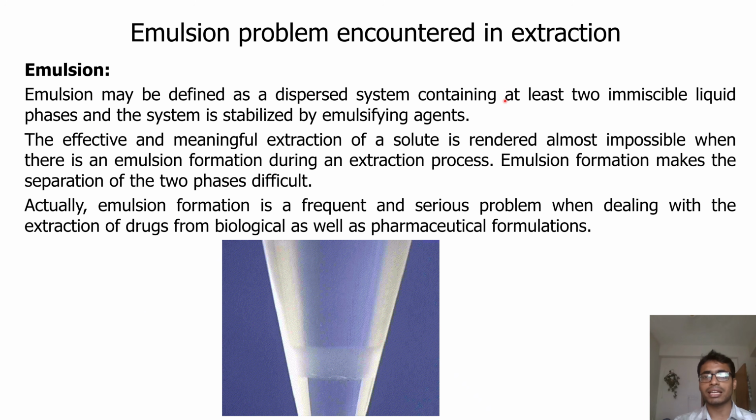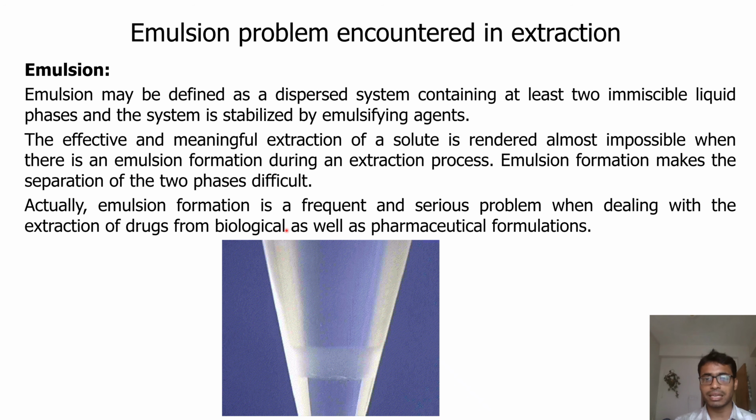Emulsion problem encountered in extraction. Emulsion may be defined as a dispersed system containing at least two immiscible liquid phases, and the system is stabilized by an emulsifying agent. Sometimes during liquid-liquid extraction, you may see some emulsion form as a separate layer. Okay. The effective and meaningful extraction of a solute is rendered almost impossible when there is an emulsion formation during the extraction process. Emulsion formation makes the separation of the two phases difficult.